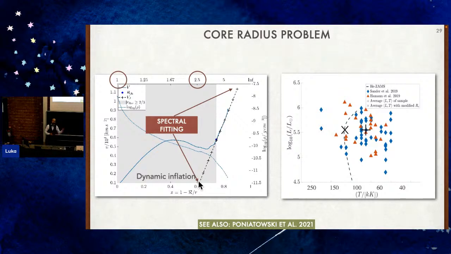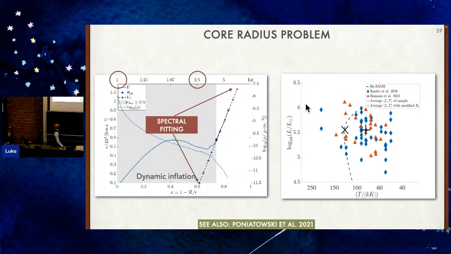Why is this important? Well, going back to the Hertzsprung-Russell diagrams that I showed at the very beginning, in order to move this x all the way to this plus, we need the radius to increase by around 2.5 times. What do we find? Well, we actually find that if we do spectroscopic fitting, we overestimate the radius by around 0.5. So you can see how this dynamic inflation can give rise to this problem if we do not account for proper velocity profiles.